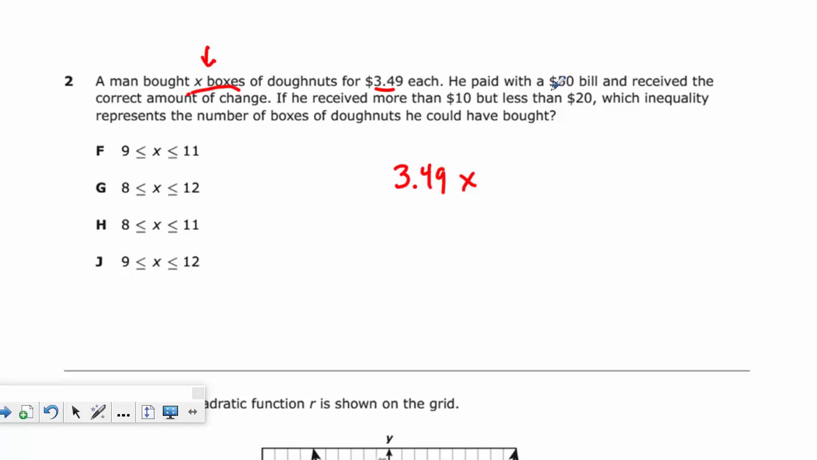So $3.49X. This guy's paying with a $50 bill, so that's what he gives the clerk. The clerk will keep the money owed to him, which is $3.49 per box. And whatever's left, $50 minus what the clerk keeps, is what change he gets back. So this is equal to something. This amount, though, is somewhere between 10 and 20, since he receives more than 10 but less than 20. So what I actually have is an inequality here. Let me erase that. Where's my eraser?